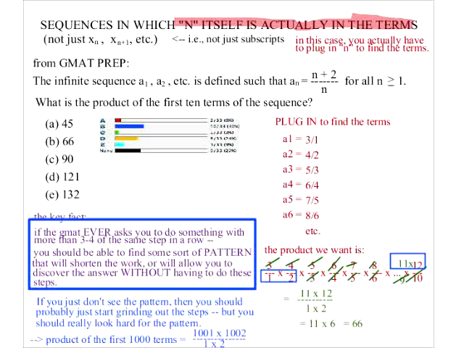So finding the product of the first 1,000 terms is not really any more labor intensive than finding the product of the first 10 terms. Obviously you couldn't grind this one out; you could not grind out 1,000 steps. But the GMAT people are actually weirdly nice to you. In a lot of problems like this, they want you to use the pattern, but at the same time they will give you a number of terms that is small enough that you can still work it out by yourself if you have to grind out the terms.